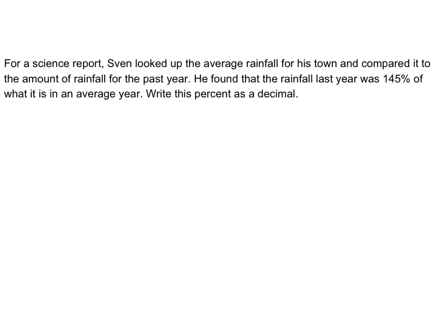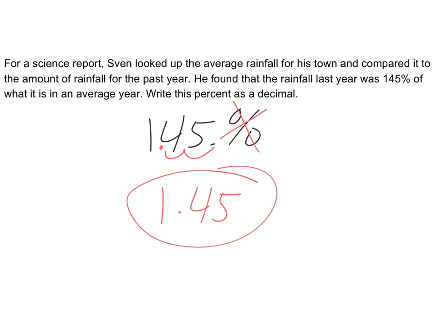Go ahead and pause the video, read this word problem, and then write the percent as a decimal, and then hit play and see how you did. Okay, so we're taking the percent 145 and turning that into a decimal. Move the decimal to the left 2 spots, get rid of the percent, leaving us with 1.45 as a decimal.